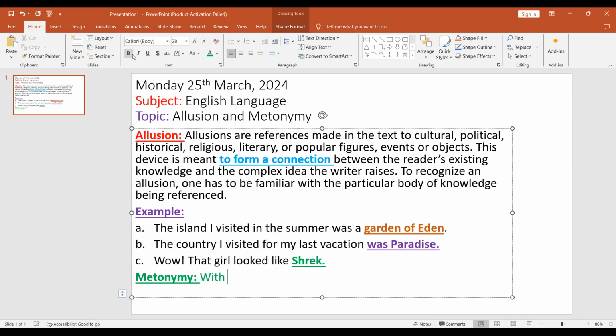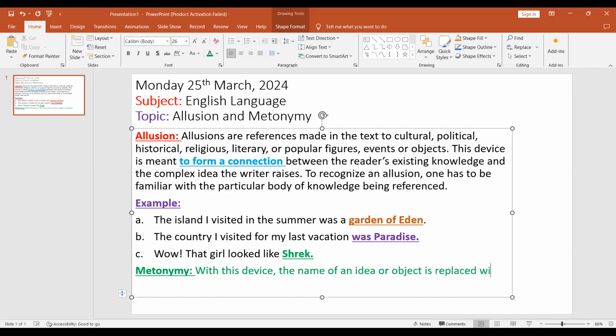Let me just give the definition first. With this device, the name of an idea or object is replaced with the name of something so closely related to it that the two words become interchangeable.